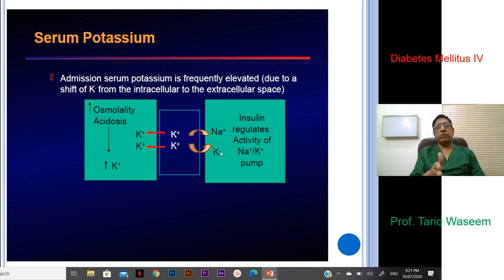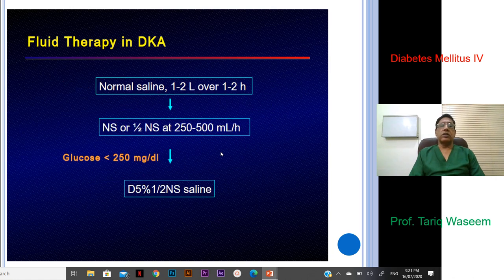Now, this treatment of the hyperglycemic state with insulin and the shift of glucose may result in hypokalemia, and you might have to replace it. If you don't replace it, you might end up with electrolyte disturbances causing complications like arrhythmias, muscle weakness, or paralytic ileus. So potassium is to be closely monitored and watched.